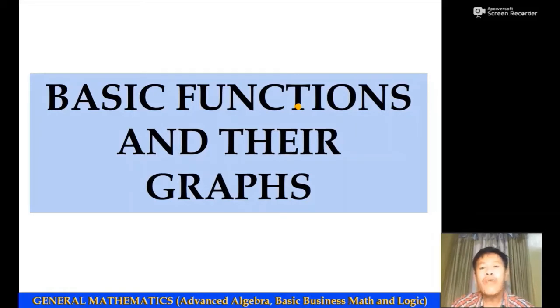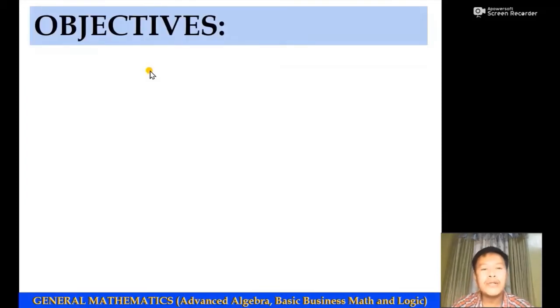And take note, most of the real life situations are being represented by basic functions, and sometimes we are going to sketch the graph of these functions in order to solve problems that we encounter. That is why we are going to make ourselves acquainted with these basic functions in order to make our life easier and meaningful every day. I am going to present to you the learning objectives.